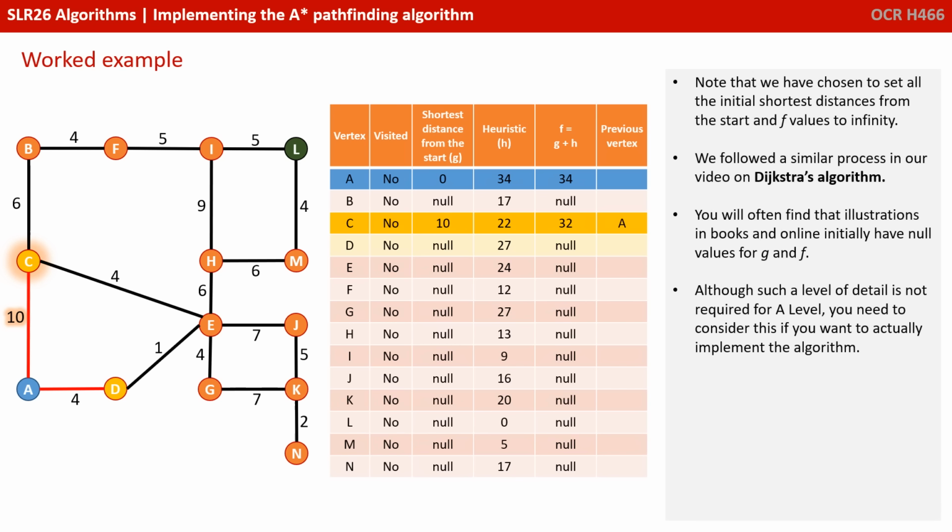Okay, note that we've chosen to set all the initial shortest distances from the start and the f values to infinity. So we followed a similar process here to what we did with our Dijkstra's algorithm. You'll often find that illustrations in books and online initially have null values for G and F. Although such a level of detail is not required for A level, you need to consider this if you actually wanted to implement the algorithm. What are you going to compare your calculated values against?